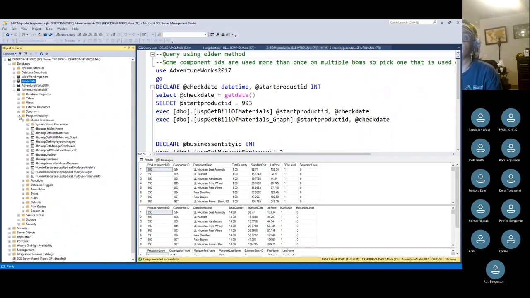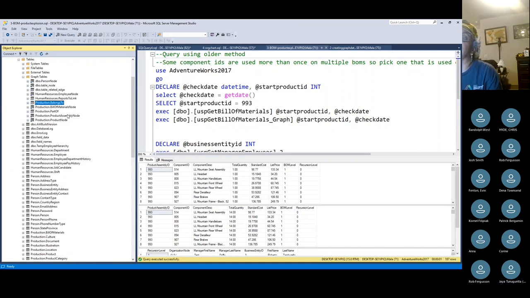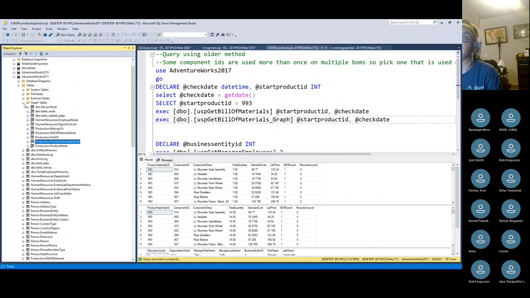Essentially, I made node and edge tables, like a bill of materials node and a product assembly node. A product is part of this bill of materials, and a product is also part of this product assembly, and I reduced it to something like this. And then this is my stored procedure.